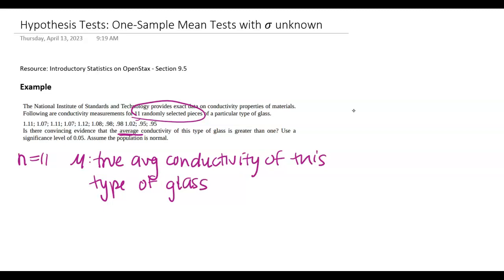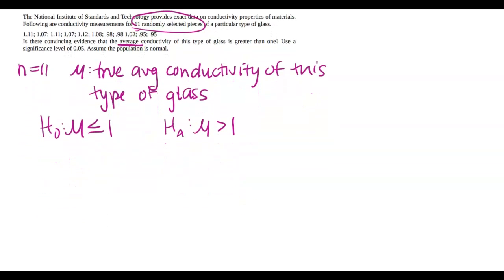All right, so I want to try to prove that this conductivity is greater than 1. So my null hypothesis is that that is not true, and my alternative is that it is true. All right, so we will then set our distribution to be centered at the null hypothesis here. I want to know, is this sample mean in my rejection region?